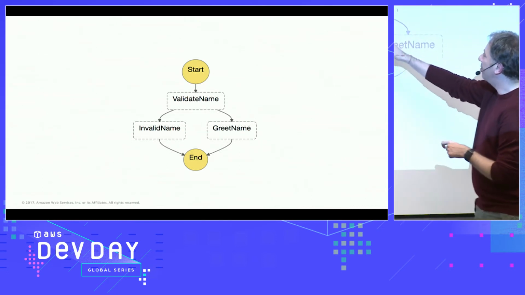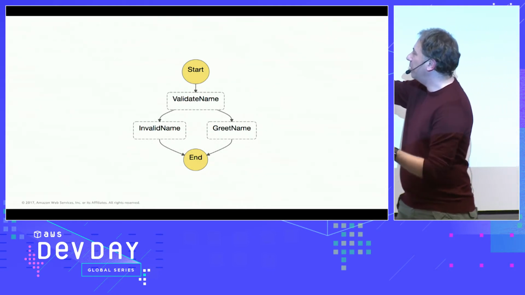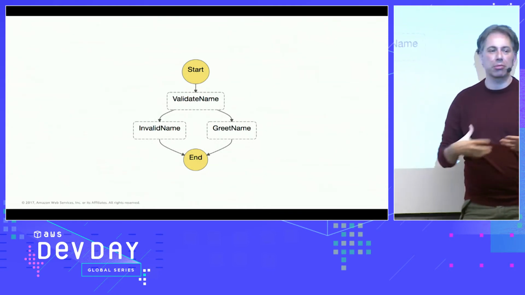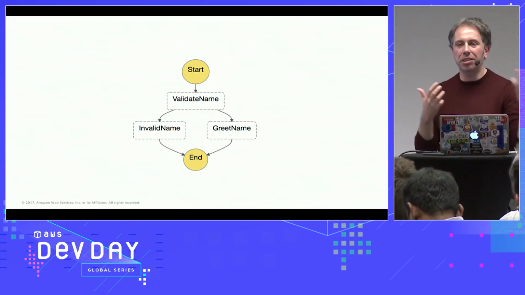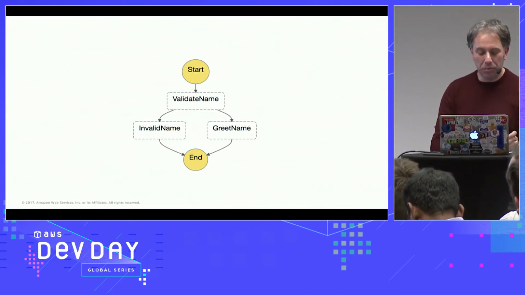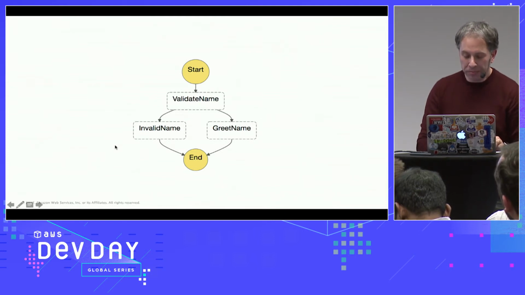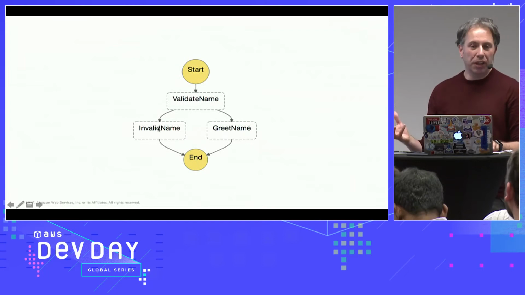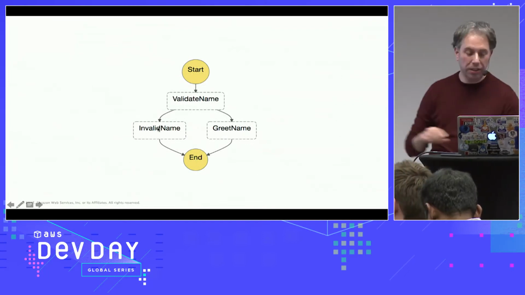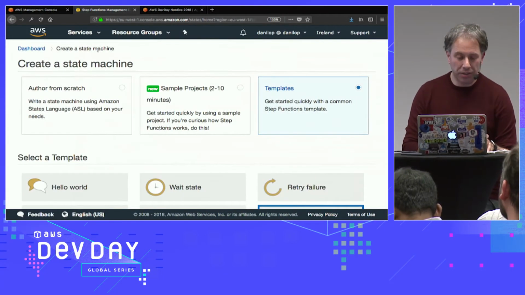And then if the name is valid, I will greet the name. If the name is invalid, I will process the invalid name with some other Lambda function. For example, you can send an email or give more information to the user. So how can we build this? In this case, I'm using Lambda functions, not activities. So I need 3 Lambda functions that I already created.